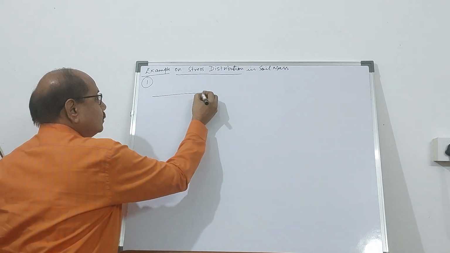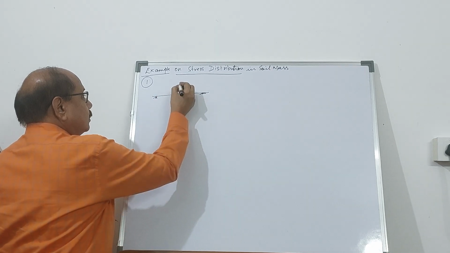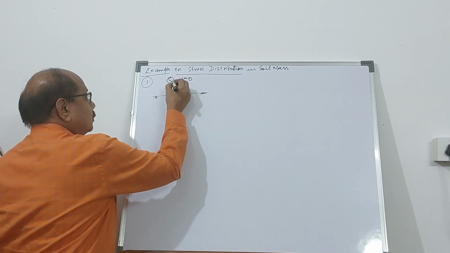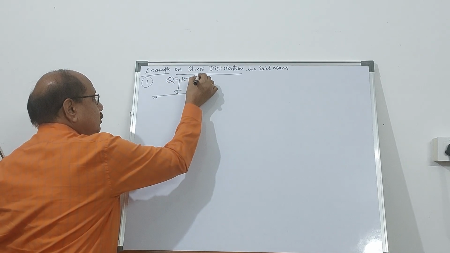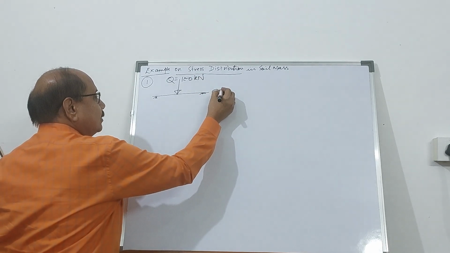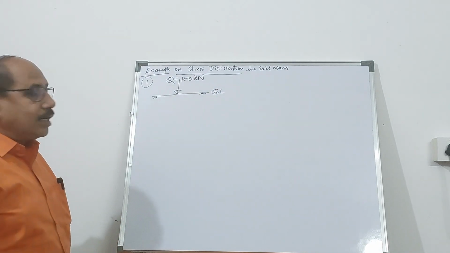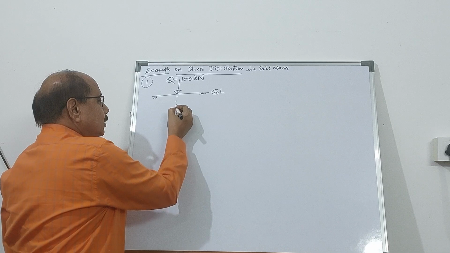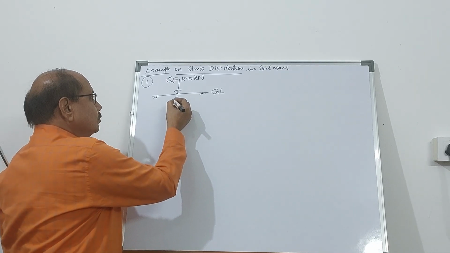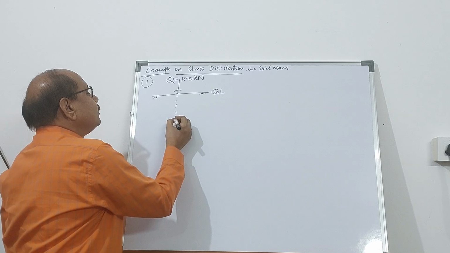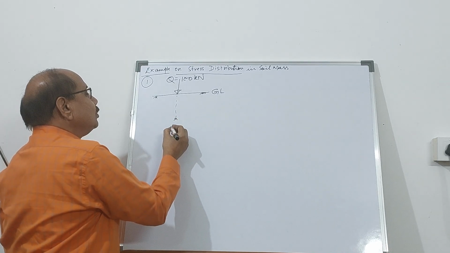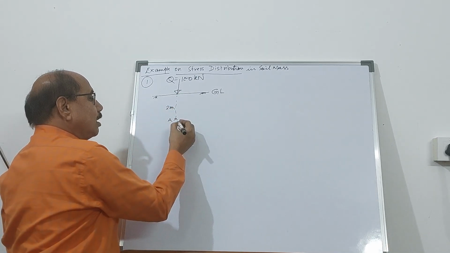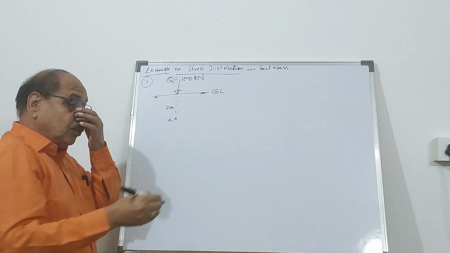Let's say there is a point load Q of 100 kilonewton, which is acting at the ground surface or at ground level. Now if you want to find out the stress distribution at a point which is located at 2 meter from the ground level and on the axis of the loading.